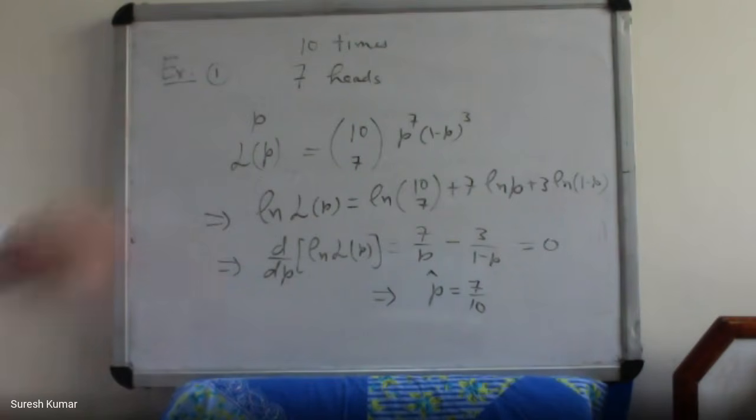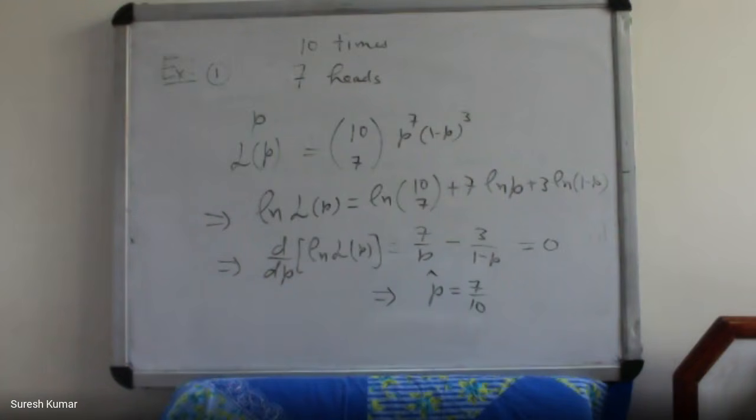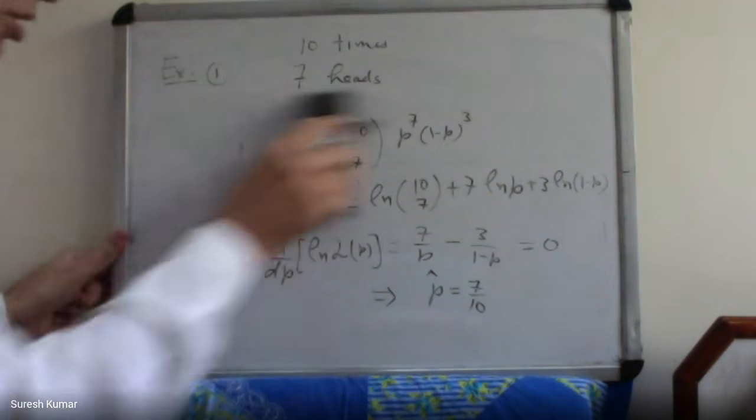Also, you can think directly: getting 7 heads out of 10, so success probability is 7 by 10. Okay, so we are done with this example. Let's see the next example.